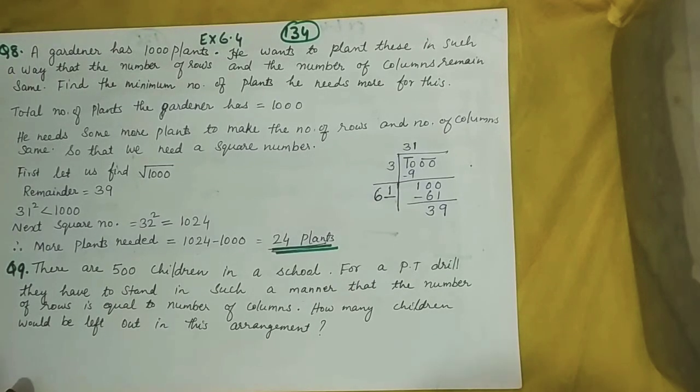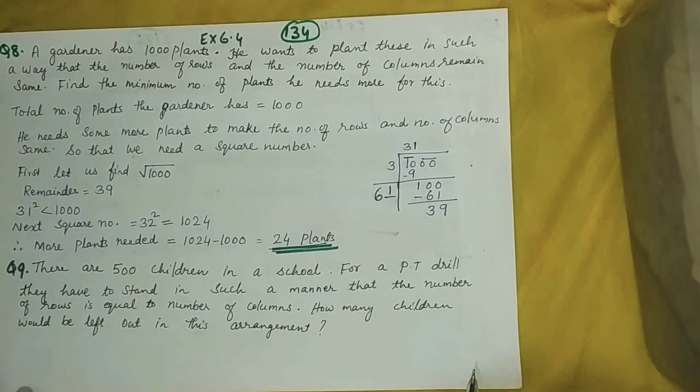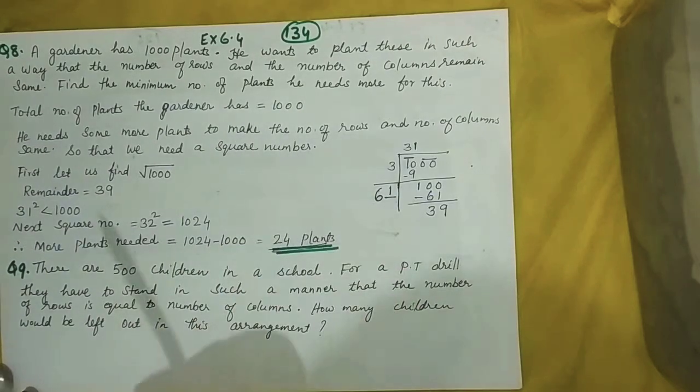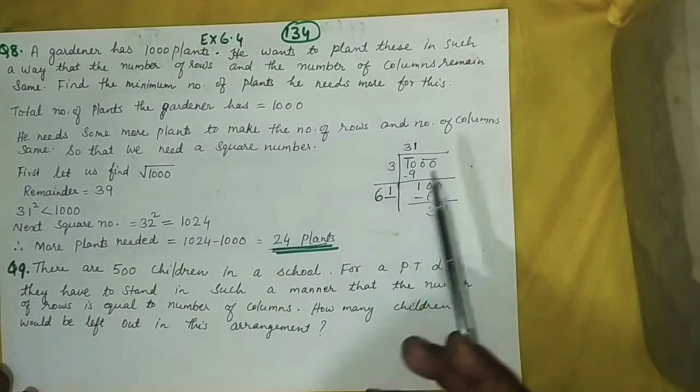That means 1000 is not suitable. We have to add some more number to 1000 so that we get the proper arrangement, with the number of columns and number of rows the same. Okay, the total plants the gardener has is 1000. He needs some more plants.